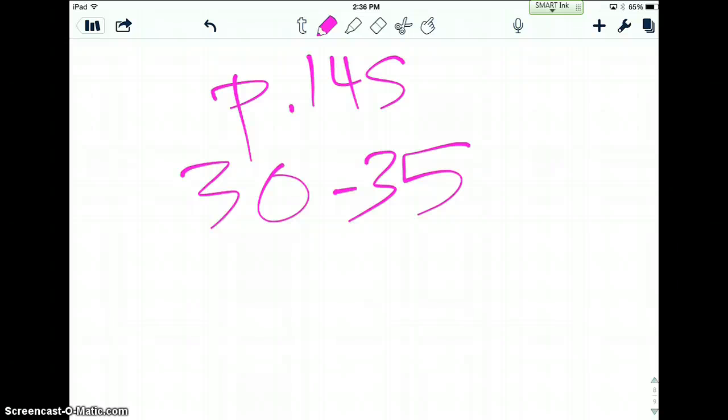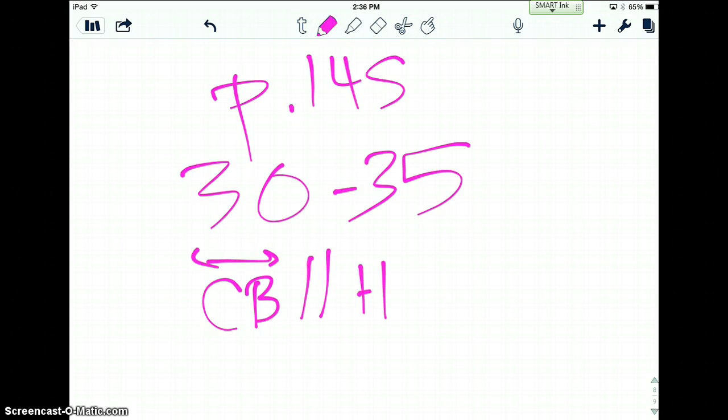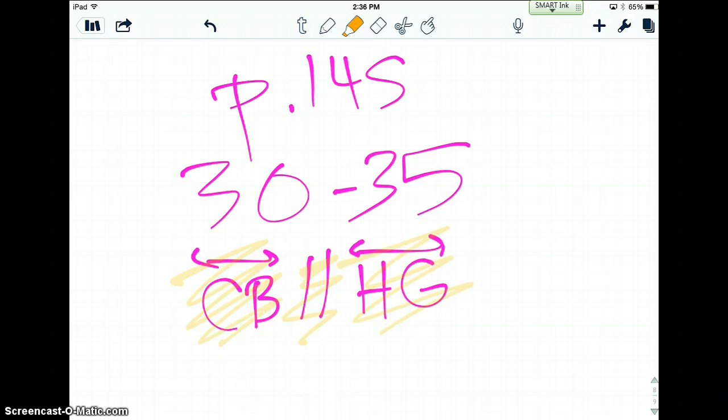All right, so number 30. Go ahead and read that to yourself, because you do have to be able to read these things. So see if you know how you would even read that. Okay, let's see if you guys read it correctly. This would be line CB is parallel to line HG. Is that true or false? So looking at the picture, line CB parallel to line HG. That's true.